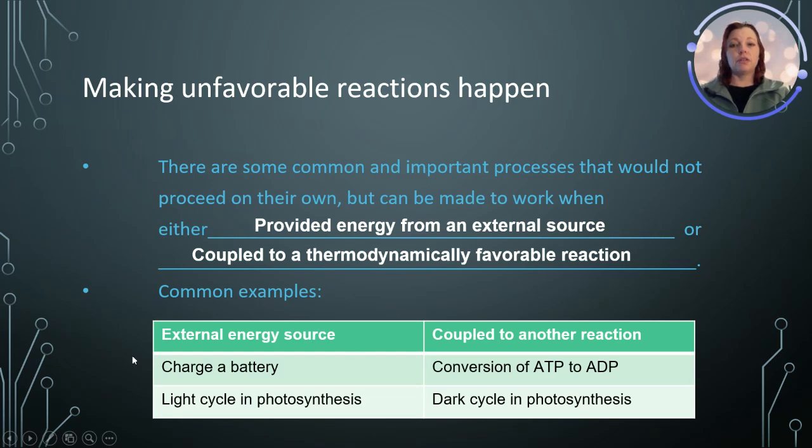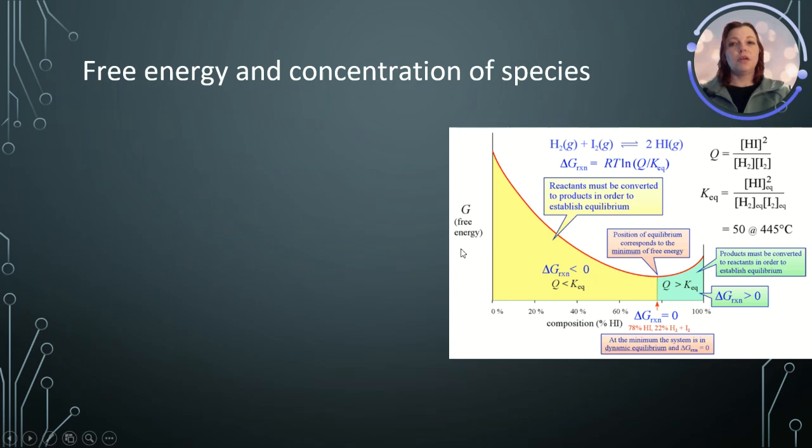First of all, with an external energy source, we plug in a cell phone to charge a battery, or any other rechargeable battery. We also use the sun as an external energy source for the light cycle in photosynthesis. In terms of coupling it to another reaction, we couple the conversion of ATP to ADP. We'll look at that again in just a minute. And then the dark cycle in photosynthesis is coupled to the light cycle in photosynthesis. And that's how photosynthesis is a cycle that can happen all the time.